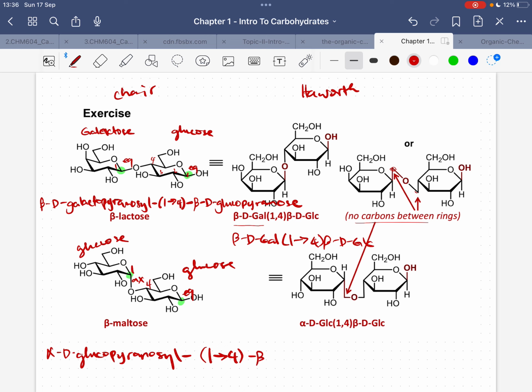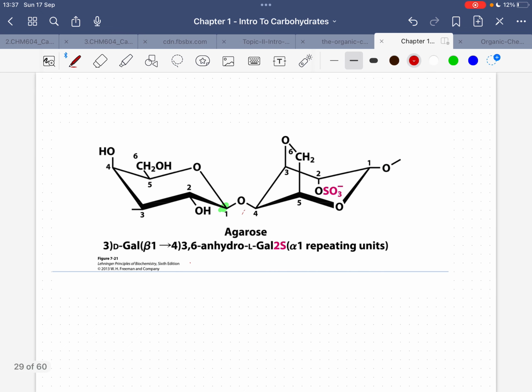beta because it's equatorial at the anomeric carbon. The OH is equatorial at the anomeric carbon. Beta-D-glucopyranose or pyranoside. Okay. And this is the Haworth projection of this one. So this could also be 1 arrow 4. Okay? So that's how easy it is to name a disaccharide. And this should be a practice for you.